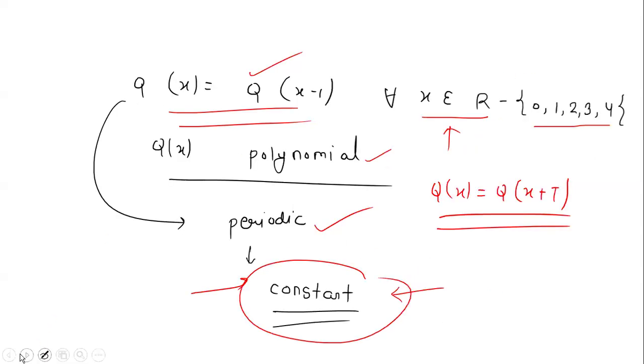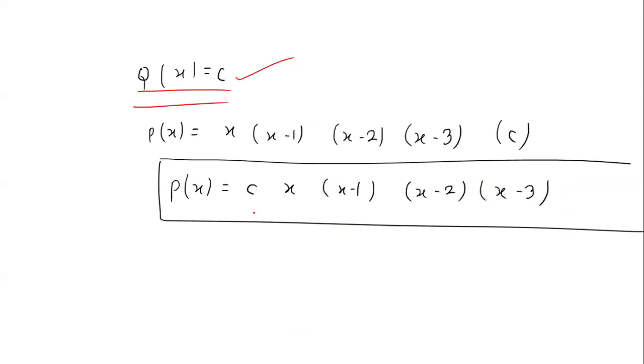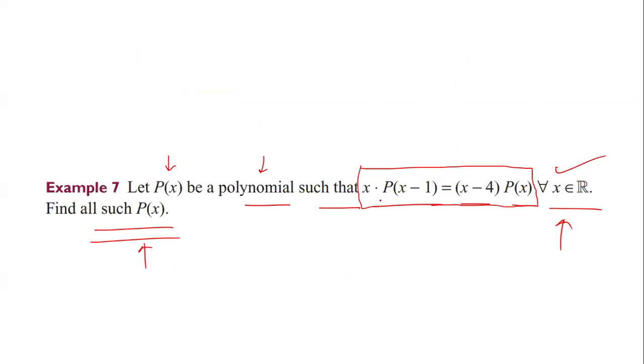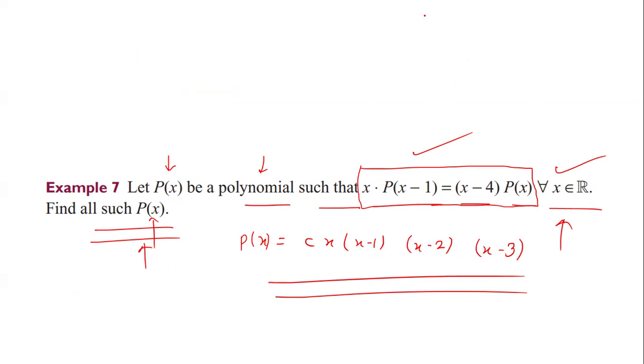So now what is the form of p of x? P of x will come in this form, like c times x times x minus 1 times x minus 2 times x minus 3. So this is the final form of the polynomial p of x that satisfies all the initial conditions given in the problem, and in this way we can find all such p of x. So in this way you can solve this.